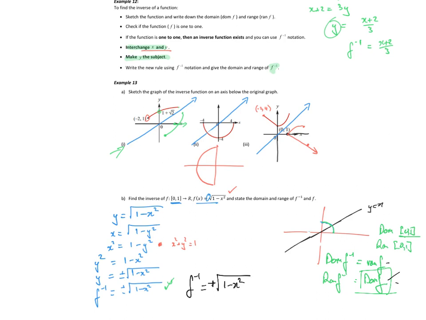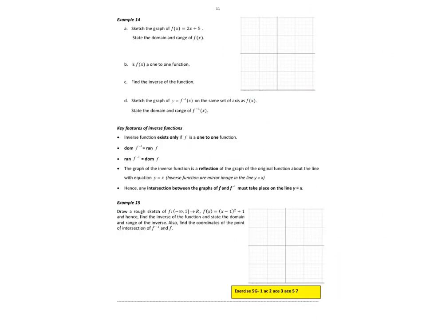I'm going to bring some of the notes forward a little bit just so you've got access to this information from the next page. It'll look a little bit different on your notes, but that's okay. They're the key bits of information. The graph of the inverse function is a reflection of the graph of the original about the line with the equation y equals x. So what does that mean?